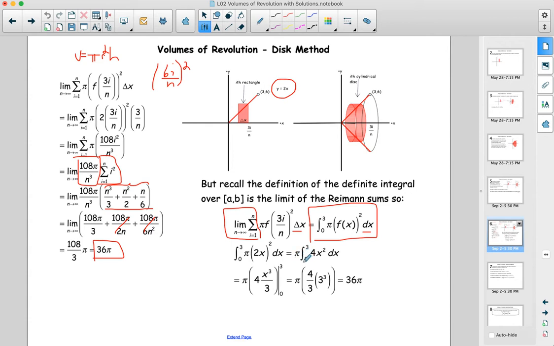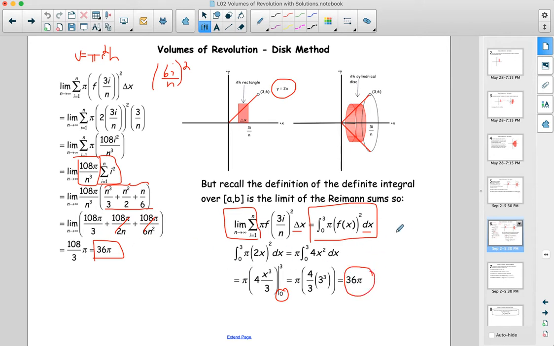So pi times the integral from 0 to 3 of 4x squared dx. I suppose we could have put the 4 out in front as well. It could be 4 pi times that. The antiderivative of x squared is x cubed over 3. And in evaluating this definite integral, 0 will contribute nothing. So it's just going to be pi times 4 times 3 cubed all divided by 3. And that, of course, is 36 pi.